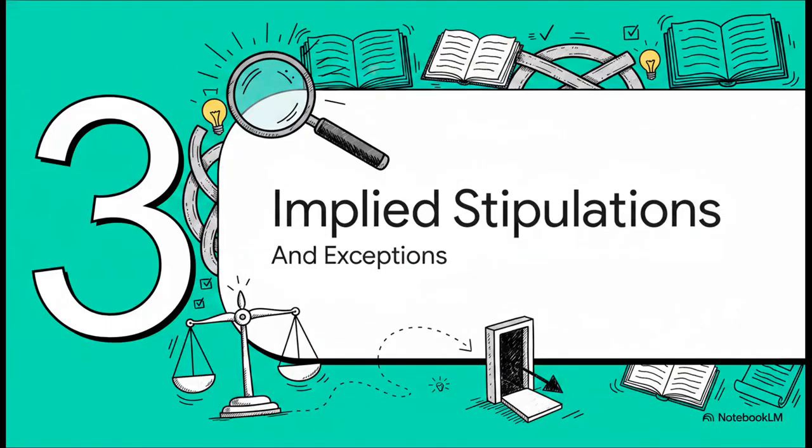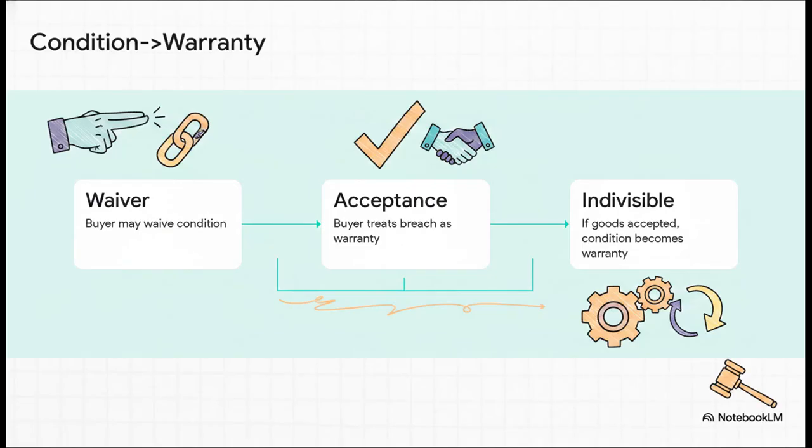Section 3. Implied stipulations and exceptions. When condition becomes warranty, Section 13. Step 1. Waiver by buyer. Buyer may waive condition. Step 2. Acceptance of goods. Buyer treats breach as warranty. Step 3. Indivisible contract. If goods accepted, condition becomes warranty.